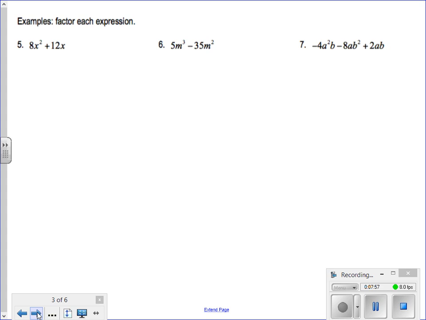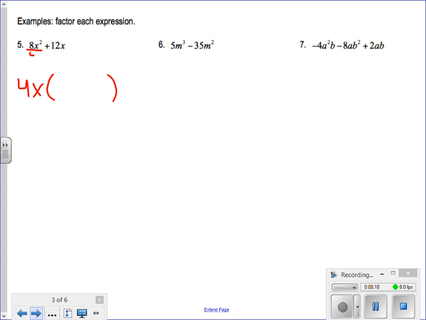8x squared plus 12x. Well, if I know my factors of 8 and 12, I know that 4 goes into both of them. 4 is the largest number that goes into both 8 and 12. And then between x squared and x, there's 1 x between them. So I'm going to write 4x is my GCF.